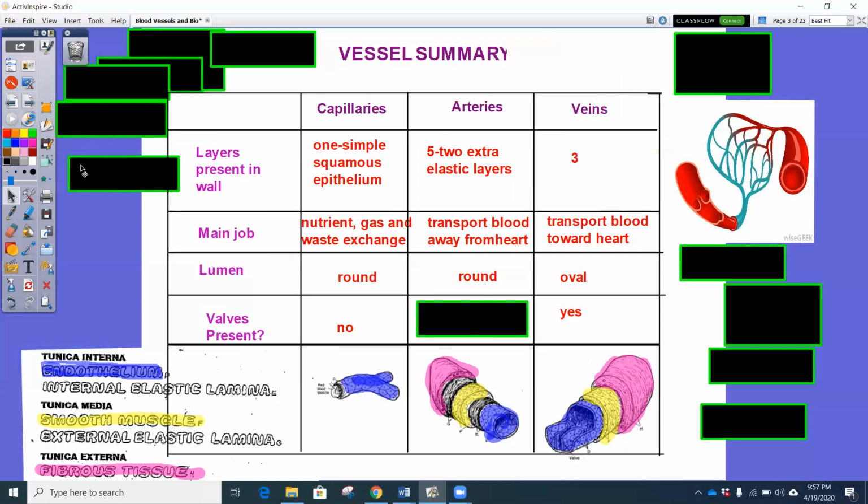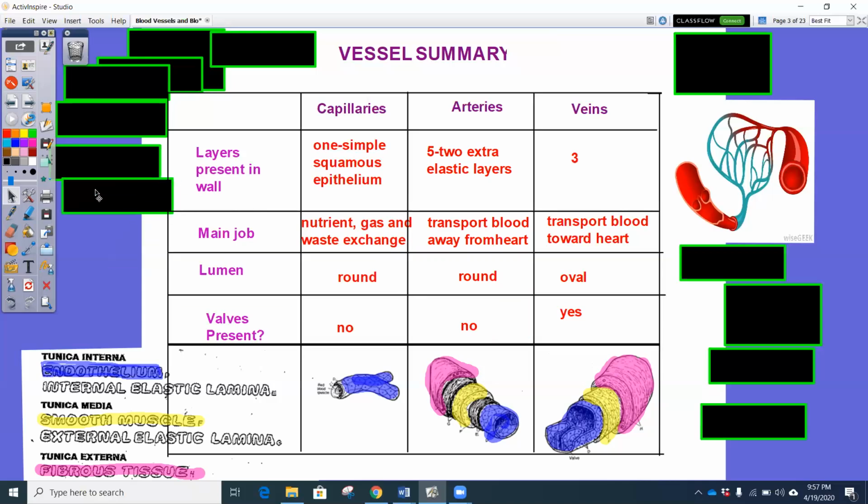The lumen is round. Because we have the 2 added elastic layers, it holds the artery lumen open all of the time. It holds it in this round position as opposed to the vein, which has an oval shape because it collapses down just a little bit.